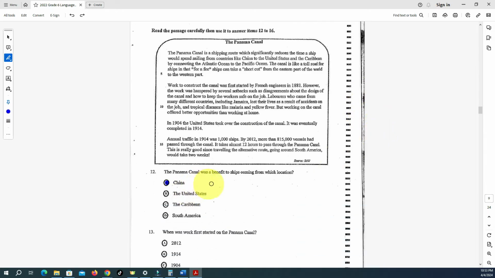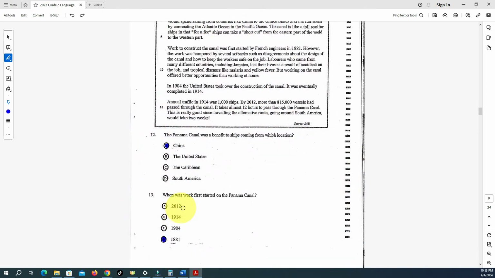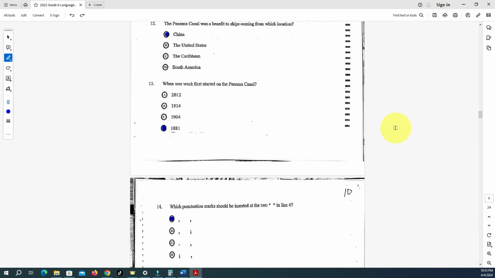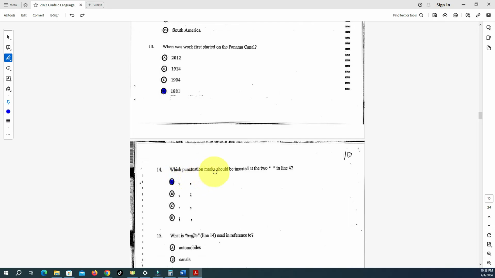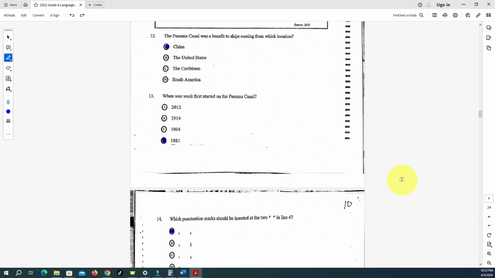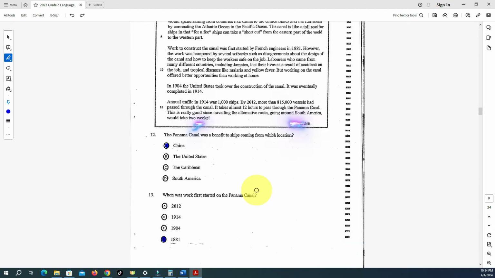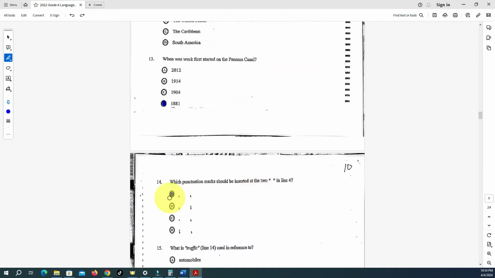Now, the Panama Canal was a benefit to ships coming from which location? Remember, it said China, so I chose China. When was work first started on the Panama Canal? It says 1881, right? So I chose 1881, and it was by the French engineers. Which punctuation mark should be inserted at the two asterisks that we see here in line 4? I would say open and close quotation marks would be that. So I chose these.